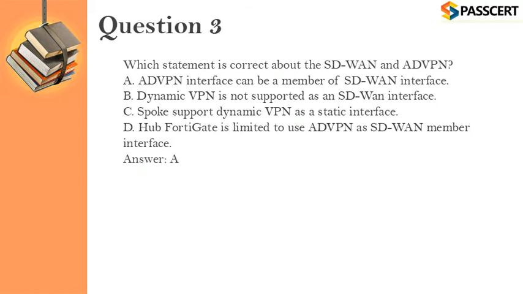Question 3. Which statement is correct about the SD-WAN and ADVPN? A. ADVPN interface can be a member of SD-WAN interface. B. Dynamic VPN is not supported as an SD-WAN interface. C. Spoke support dynamic VPN as a static interface. D. Hub FortiGate is limited to use ADVPN as SD-WAN member interface. Answer: A.